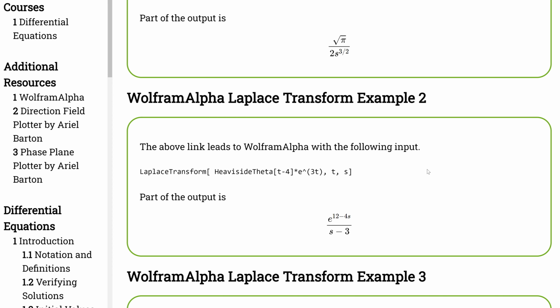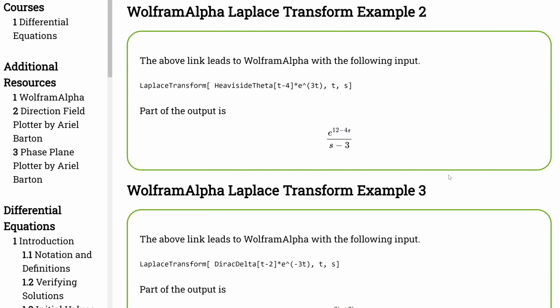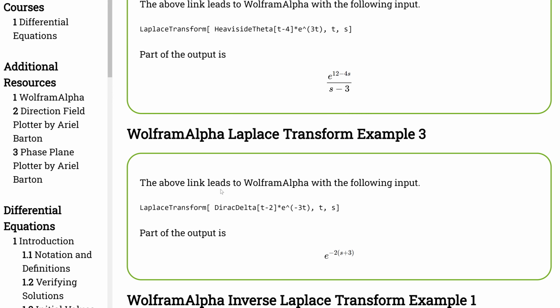You probably know how to put in pretty much every single function. The only other one that is a little unique is the Laplace transform for the Dirac delta function. So to use that, WolframAlpha calls the Dirac delta function DiracDelta. So it's t minus 2, and then here I have times e to the negative 3t. And so part of the output, the answer to this, is e to the negative 2 times s plus 3. Alright, so if you were trying to do this yourself and you wanted to check your work, you could use that. And again, there's a link in the header here to take you there with this input. Or you can just copy it and paste it.